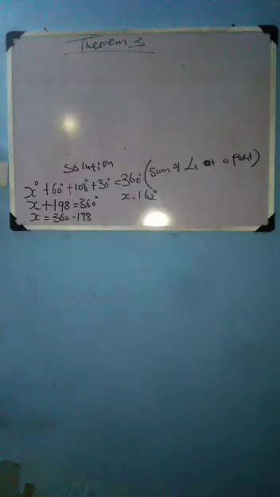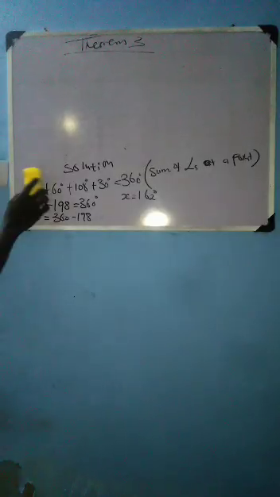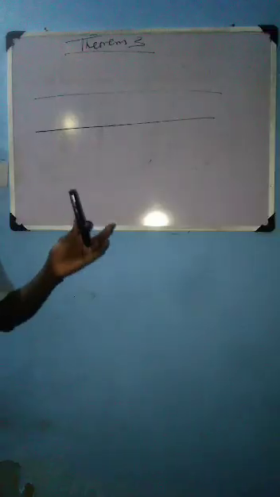Okay, so theorem 3. Theorem 3, we are going to consider parallel lines. Please listen before we derive theorem 3. Parallel lines are two or more lines that, no matter how far you draw them, as long as you follow the straight line, will never meet. They are called parallel lines.